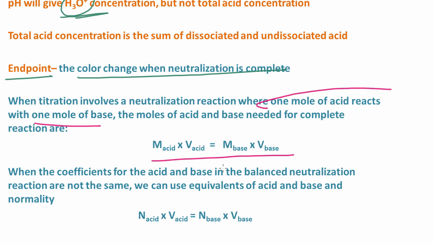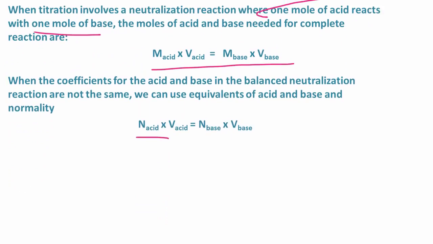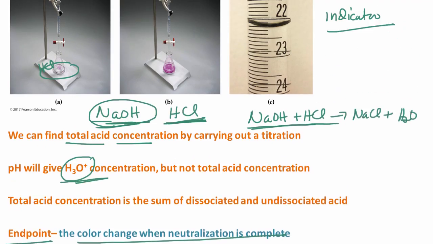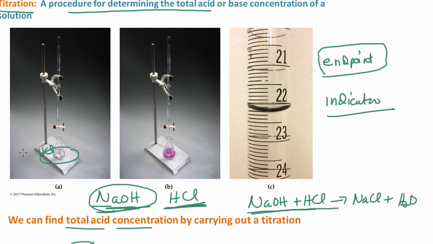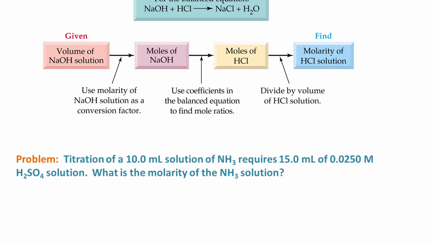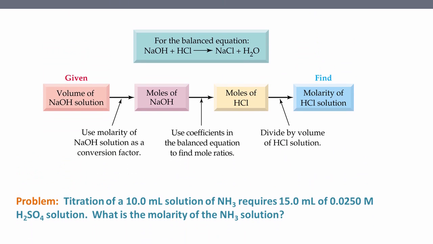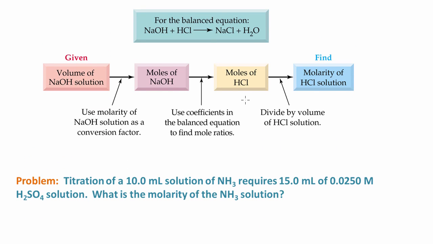Now, many times the coefficients for acid and base are not going to be 1-to-1. In that case, they want you to use normality and equivalence of acid and base. Well, again, you can do that, but I would just as soon use the stoichiometry skills that I learned a little earlier in the course. So that's how I'll show you how to do the problems.